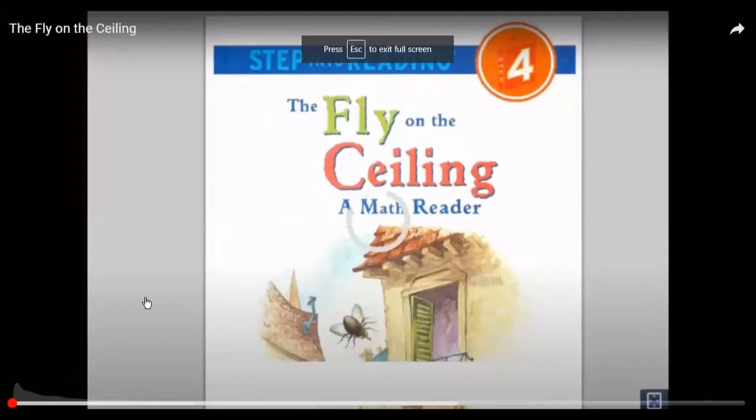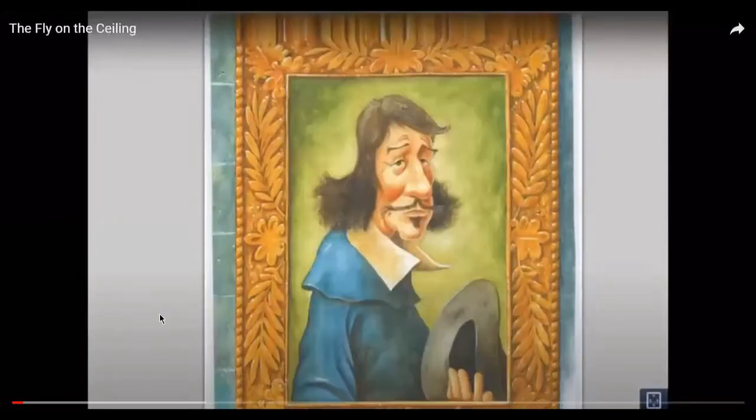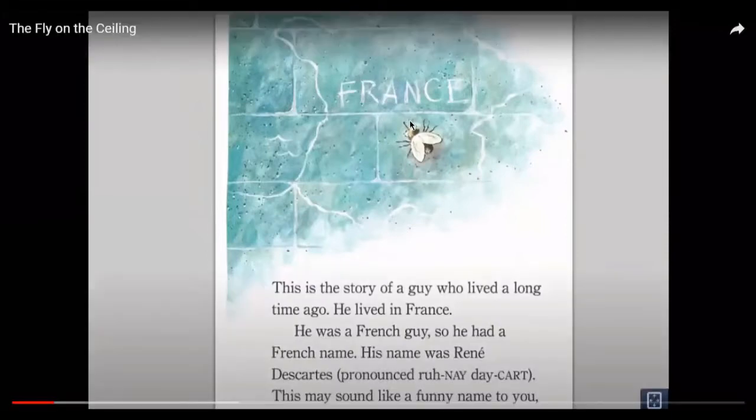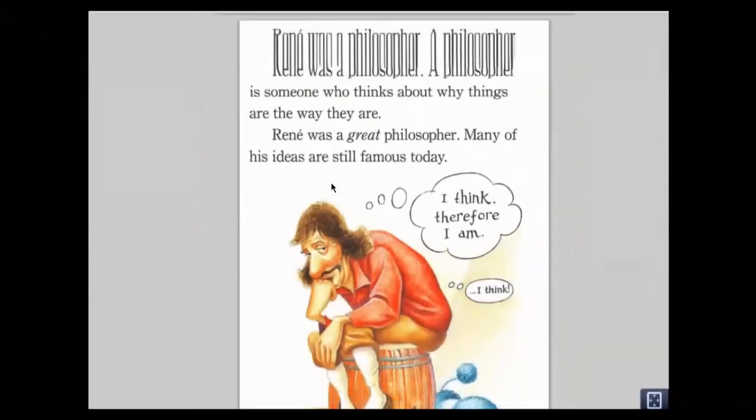The Fly on the Ceiling, written by Dr. Julie Glass. This story is going to help you understand coordinate graphing. And the story is of a guy who lived a long time ago. He lived in France. He was a French guy, so he had a French name. His name was René Descartes. This may sound like a funny name to you, but in France, it's perfectly normal. René was a philosopher. A philosopher is someone who thinks about why things are the way they are. René was a great philosopher. Many of his ideas are still famous today.